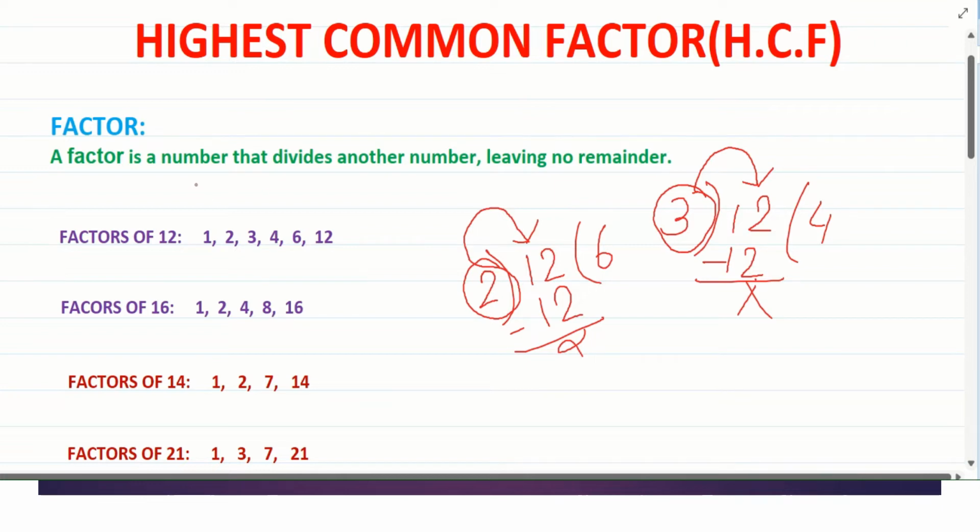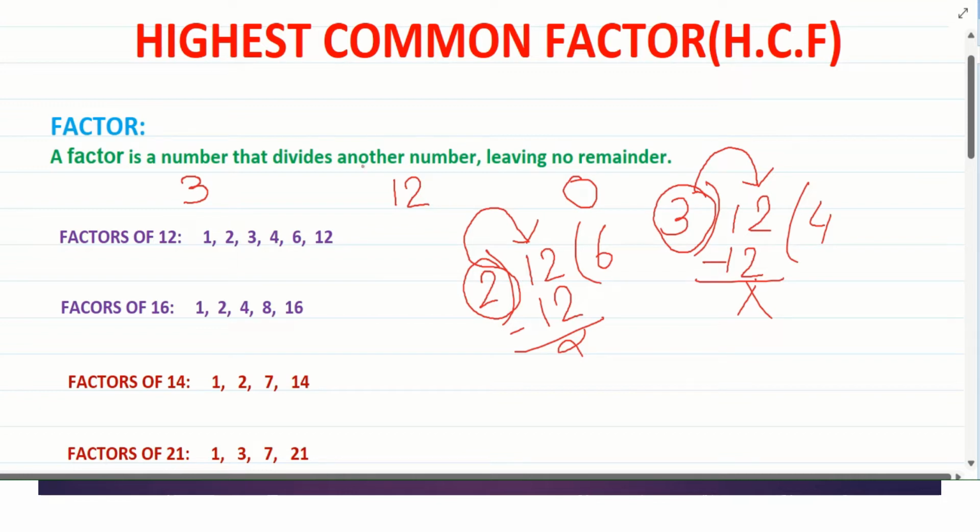Let me just make it more clear. A factor is a number, suppose 3, that divides another number. Let's say the other number is 12. So when 3 divides 12, what is the remainder? The remainder is 0. So we say 3 is a factor of 12. I hope this is clear.